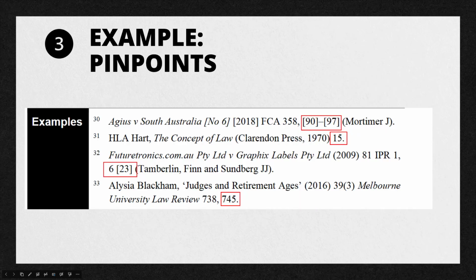If we have a look at these examples of pinpoints, you can see in footnote 30, it looks like it's referencing some paragraphs. So those paragraphs are in square brackets, and you can see there's a span there, 90 to 97. If we look at footnote 31, it looks like it's a book, and it's telling us to go to page 15 as that pinpoint.